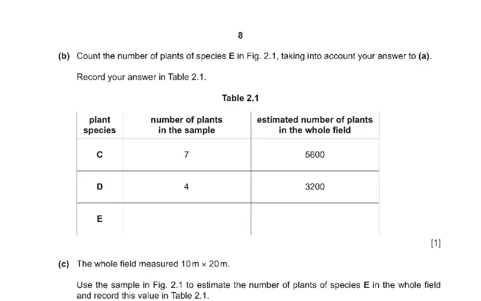Now we come to the next part. Count the number of plants of species E in figure 2.1, taking into account your answer to A. Record your answer in table 2.1. So there are 10 of them. Now you can see the number of plants C were 7 and then they're 5,600. So basically they've multiplied it by 800. You could have even figured this out from here.